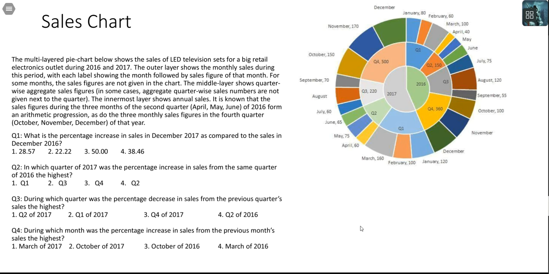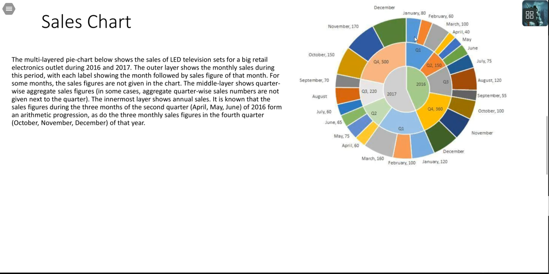The middle layer shows quarter-wise aggregate sales figures. In some cases, aggregate quarter-wise sales numbers are not given next to the quarter. The innermost layer shows the annual sales. It is known that the sales figures during the 3 months of the second quarter, April, May, and June of 2016, form an arithmetic progression, as do the 3 monthly sales figures in the fourth quarter, October, November, December of that year.